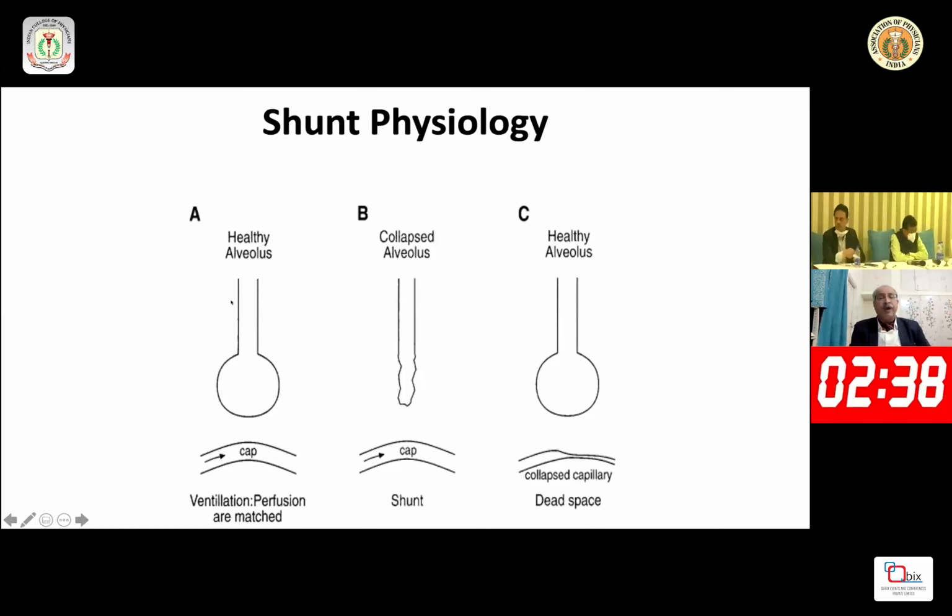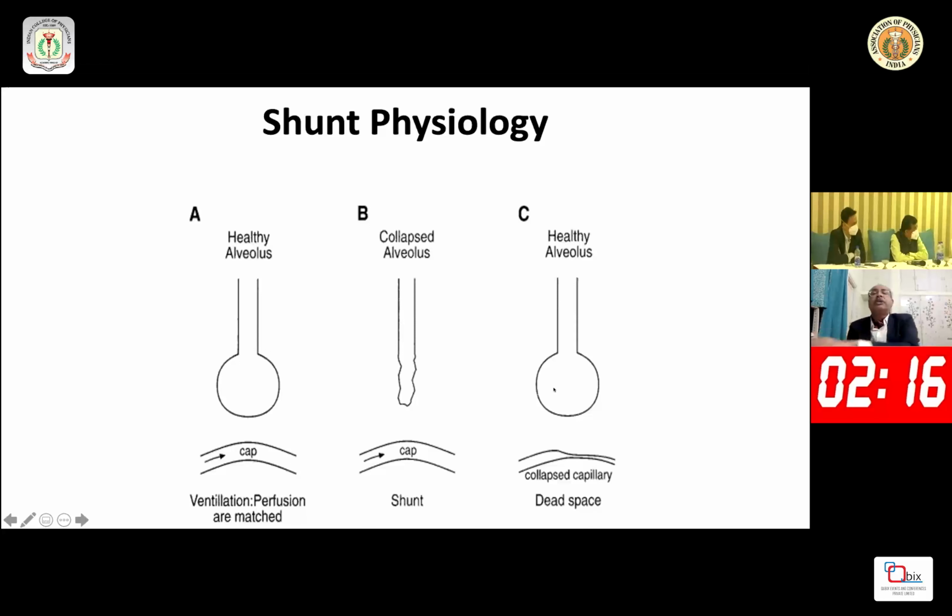And that's what we find in a healthy alveolus: adequate ventilation, adequate perfusion. When you have a collapsed alveolus, there is no ventilation, but there is perfusion. And that is what is called a shunt. The most important clinical setting for a shunt is in patients with severe ARDS, pneumonias, lung contusion, etc.